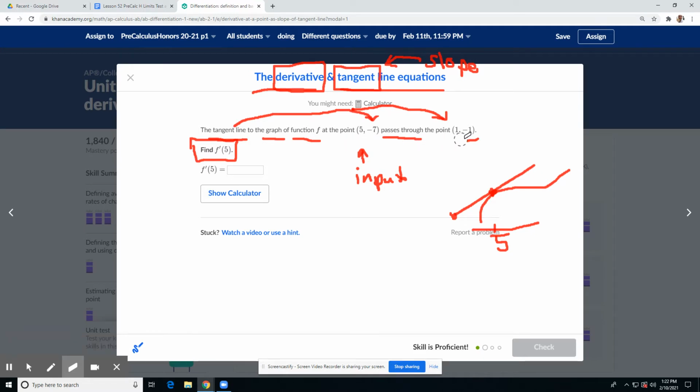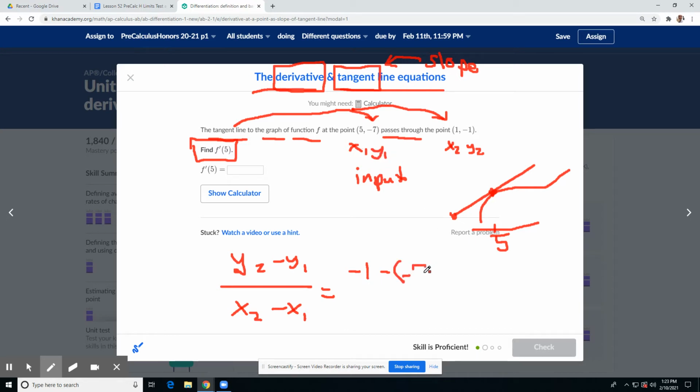So let me go ahead, and I like labeling things. Notice it's at 5, and we're being asked at 5, so that links together. So this is my x1, y1. This is my x2, y2. And then the slope is y2 minus y1 over x2 minus x1. So nothing new here other than the context, other than the symbology. So y2, negative 1, minus y1, which is negative 7, over x2, which is 1, minus x1, which is 5.